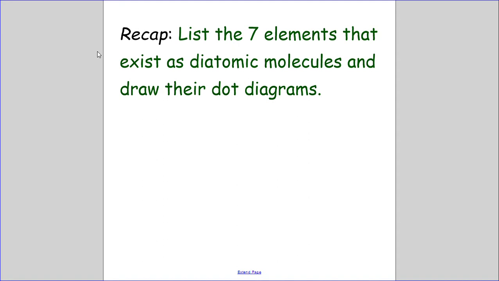Alright, so our 7 elements, if we remember, we take a look at our halogen group. We start at iodine and we basically make a 7. So we've got iodine, bromine, chlorine, fluorine, and then we start to turn left and we go through oxygen and nitrogen, and to finish it off, hydrogen.